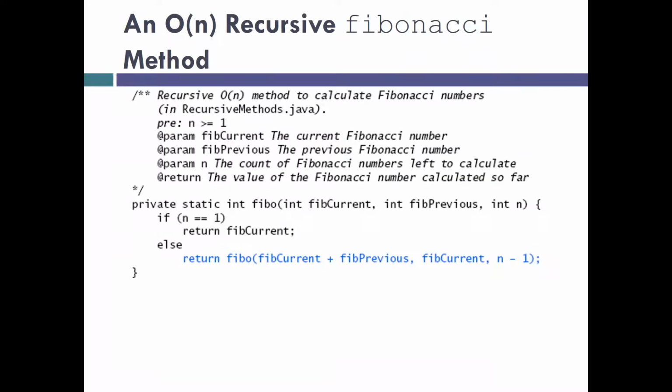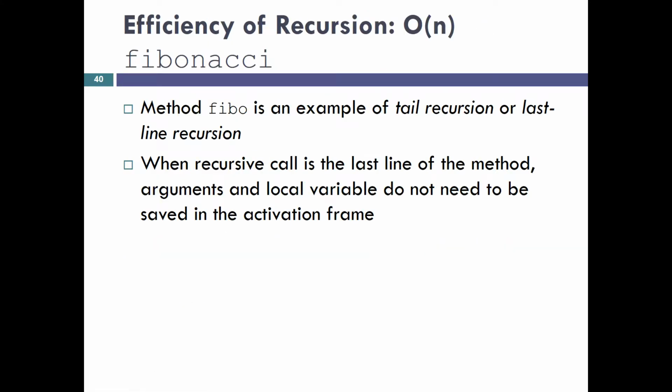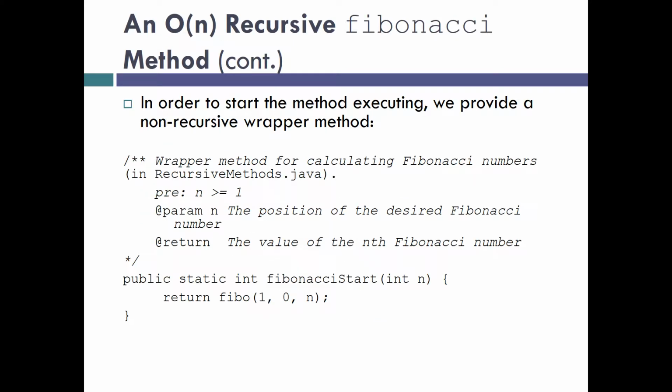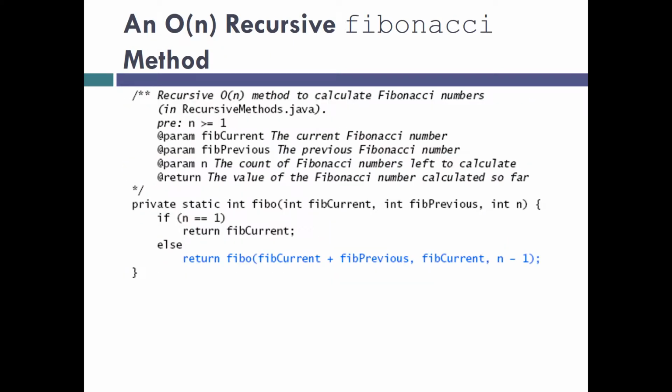The first, which you should learn about in other contexts, is what we call tail recursion. Look over here: private static int fibCurrent, where it takes as arguments the current Fibonacci number, the previous Fibonacci number, and n, where it calculates the nth Fibonacci number, right? So if n is equal to 1, return 1.